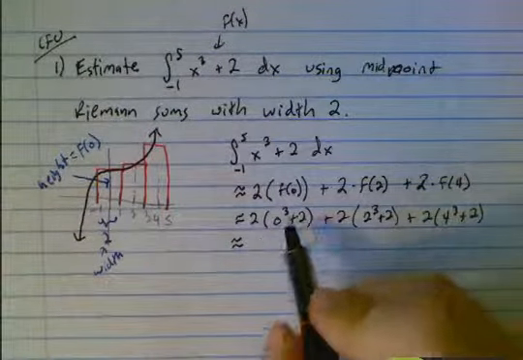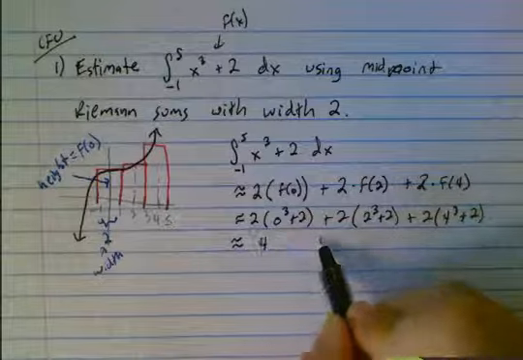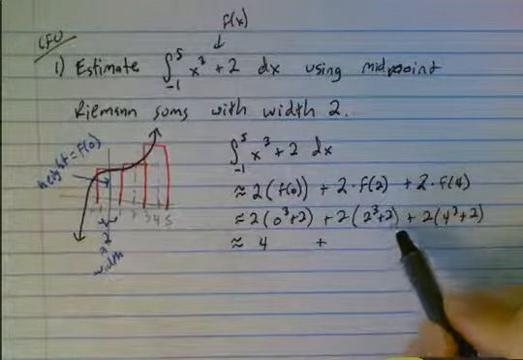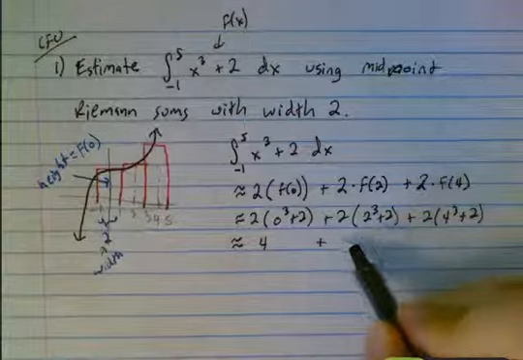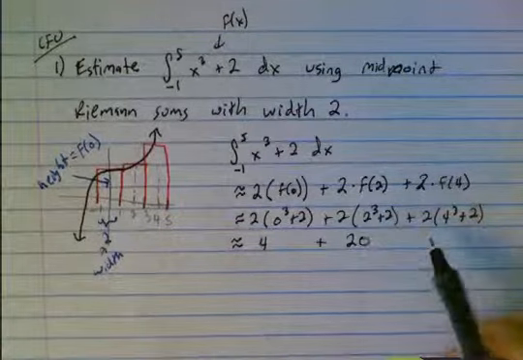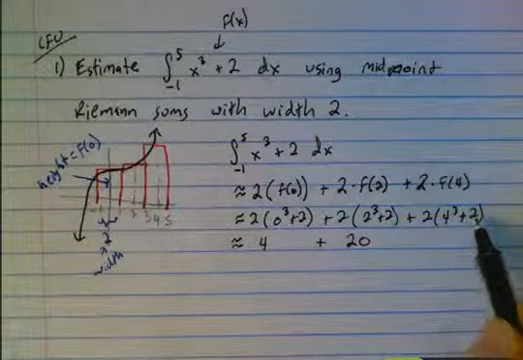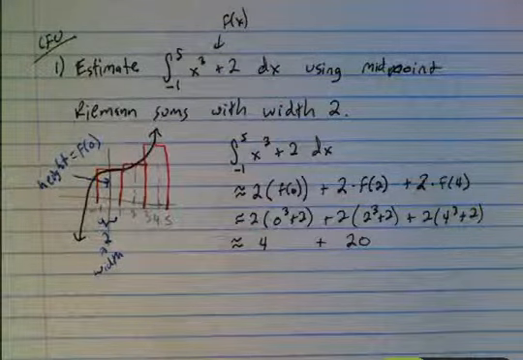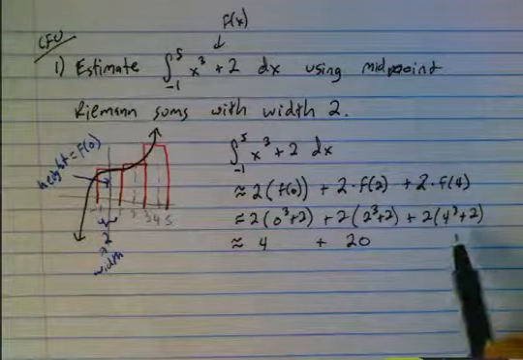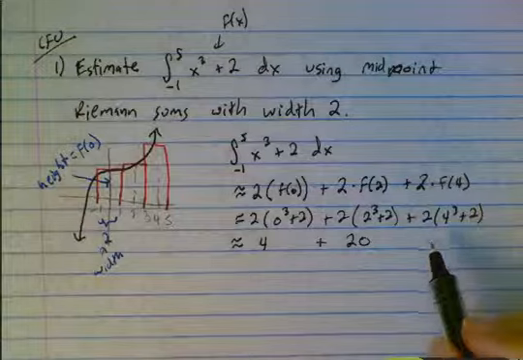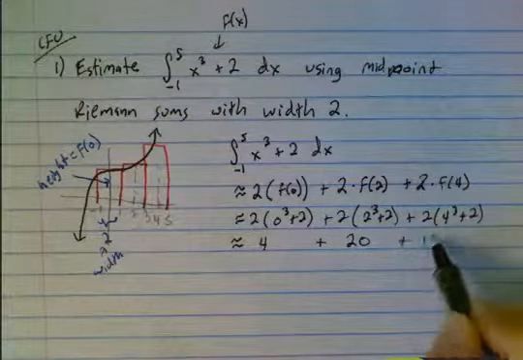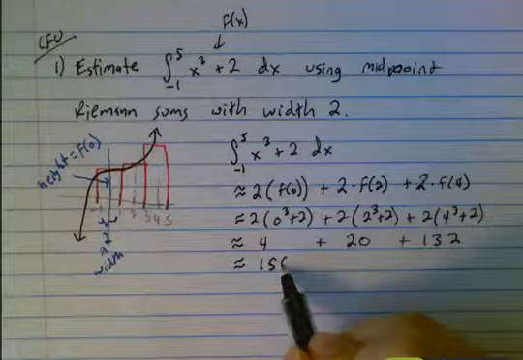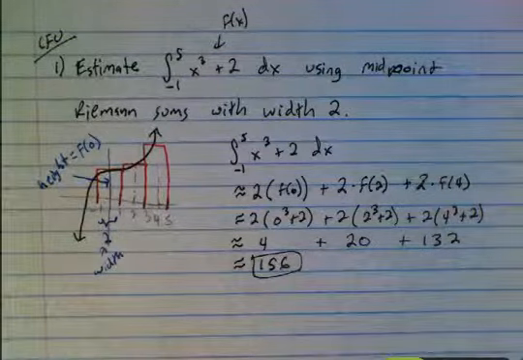This is approximately equal to 2 times 2 is 4. This actually equals 10. 10 times 2 is 20. And this equals 30. This equals 66, so 2 times 66 is 132. And there's our answer.